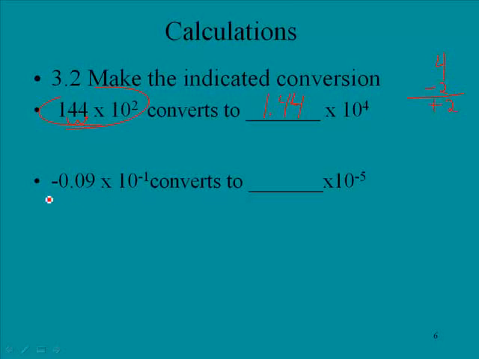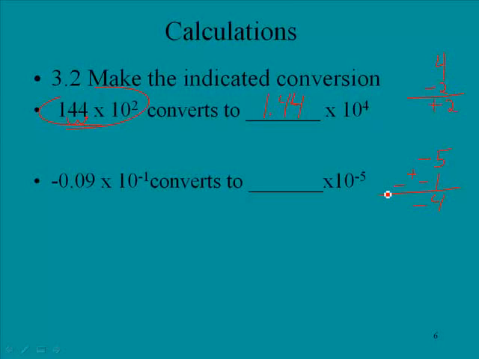Then the second one, we have a negative 0.09 times 10 to the minus 1, and we want to convert that to times 10 to the minus 5. So let's start out with minus 5, and then we're going to subtract this exponent. In this case it's a minus 1. Since it's a minus, that's going to effectively make this a plus. So the result would be a minus 4.